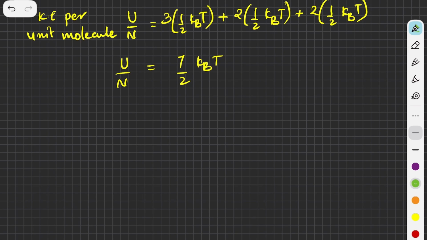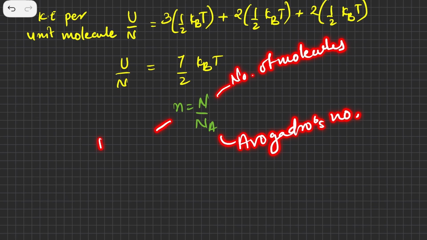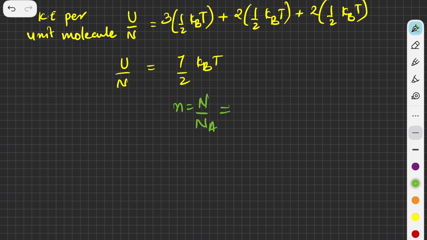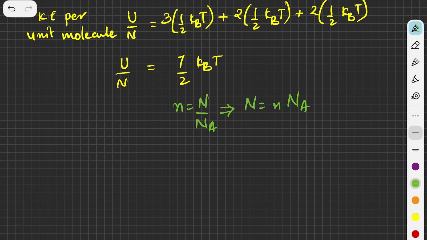Now, as we all know, n is equal to N upon Na, where N is the number of molecules, Na is your Avogadro's number, and n is your number of moles. Okay, so now I can move around this equation and say N is equal to small n times capital Na. So wherever there is an N, I can write it as n times Na. So I'll just manipulate that.